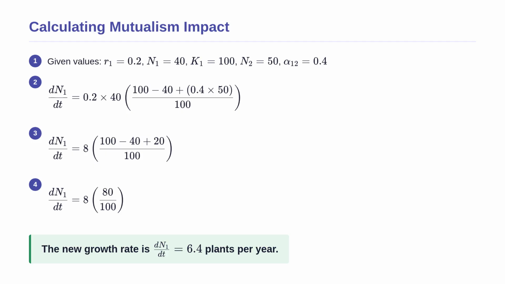Let us apply this mutualism formula to a species of flowering plant and a species of bee. The bees pollinate the plants, increasing their effective carrying capacity. We are given the plant's base stats, 50 bees, and a mutualism coefficient of 0.4. We plug these into our equation with the plus sign. The term 0.4 times 50 gives us 20, representing the bonus reproductive capacity provided by the bees. Simplifying the math, we find a final growth rate of 6.4 plants per year.